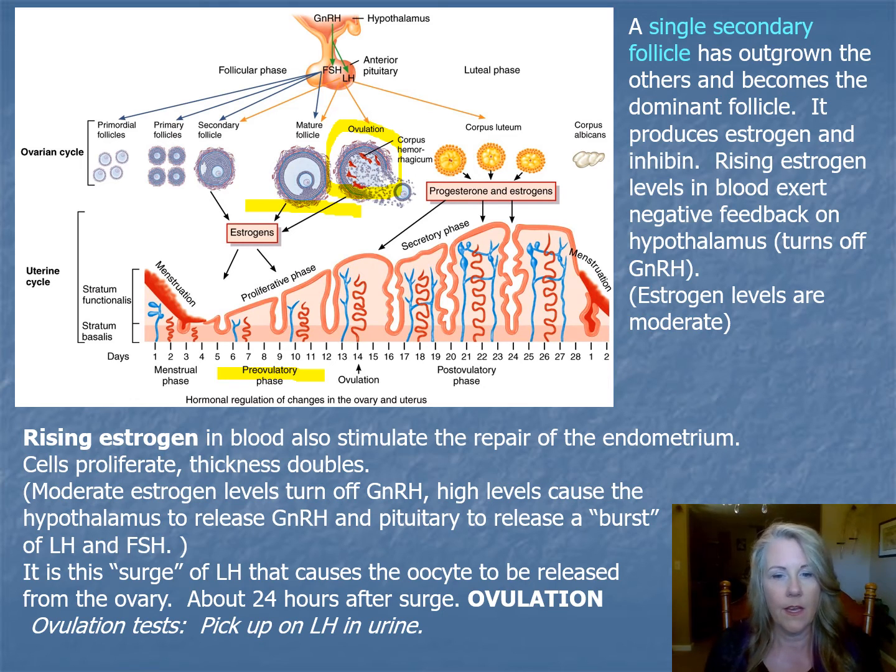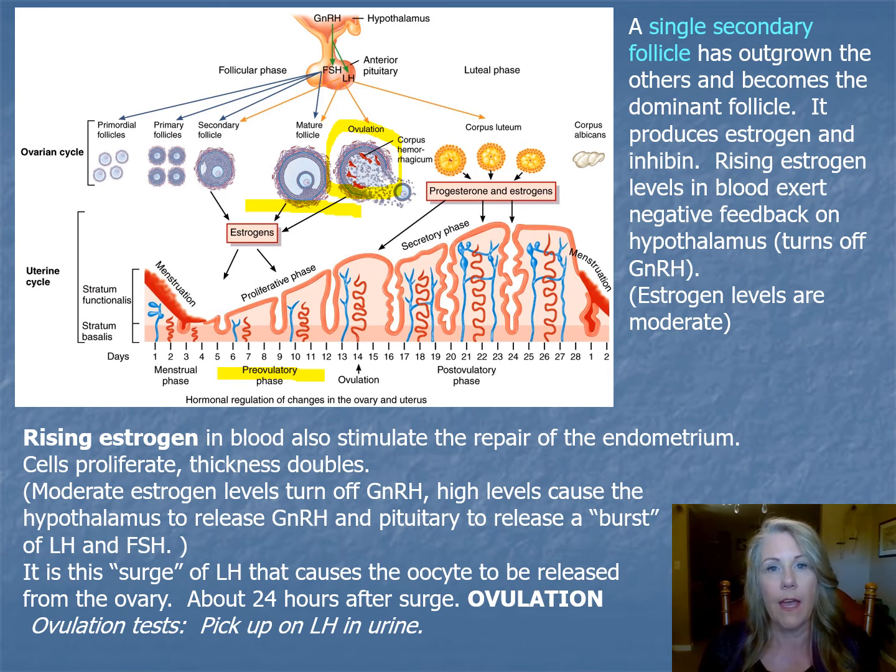Now, moderate or rising levels of estrogen in the blood exert a negative feedback onto the hypothalamus, therefore turning off the gonadotropin releasing hormone, and therefore not stimulating the pituitary. However, we're getting up to day 14. So let's say we're at day 13 to 14. And that secondary follicle is so big and producing so much estrogen that the female now has the most amount of estrogen she's going to have throughout the entire month.